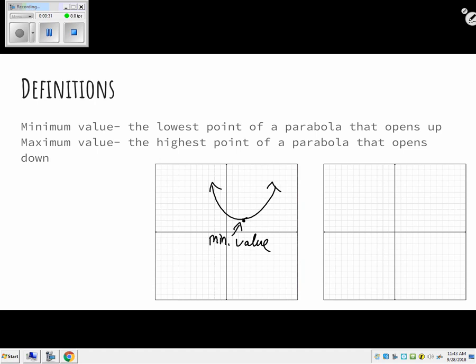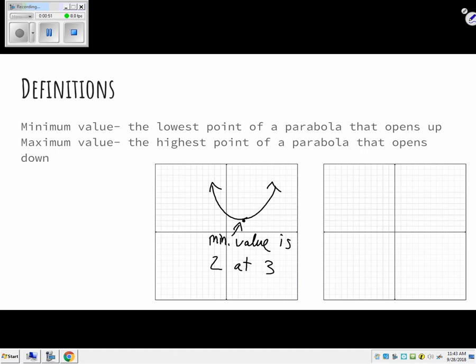And the most important part of this minimum value is not the x-coordinate, but the y-coordinate. So for instance, the minimum value of this is 2. And where the x-coordinate comes in on this is we just say that the minimum value is 2 at the point, or at 3. Okay.